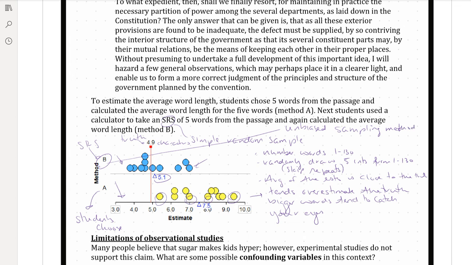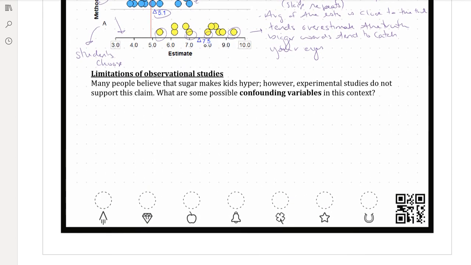So let's think about some limitations of observational studies. We can do a simple random sample and do an observational study using that. There are still going to be some limits. For example, many people believe that sugar makes kids hyper. However, if we were to actually do this experimentally, where we control the amount of sugar children get and then observe their hyperactivity, that does not really support that claim. So what are some possible confounding variables in this context?